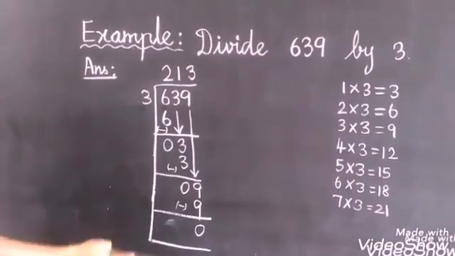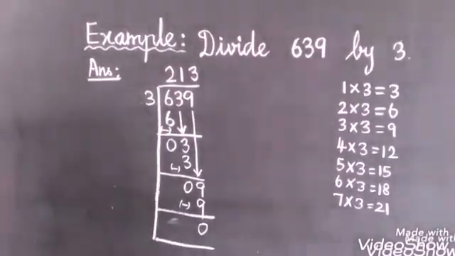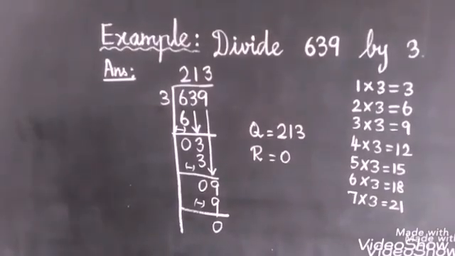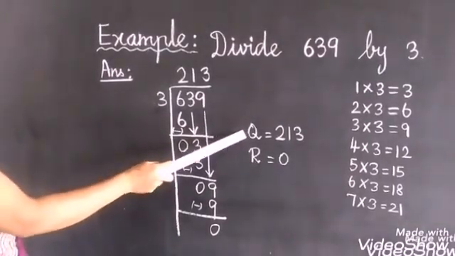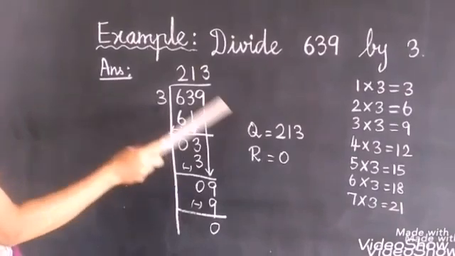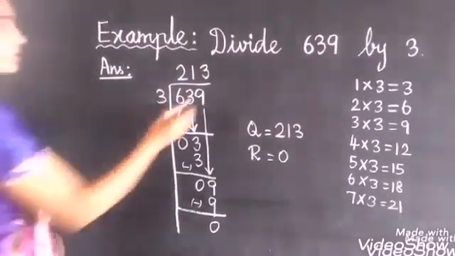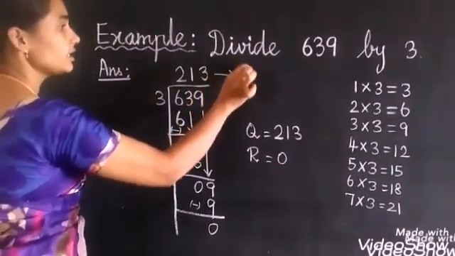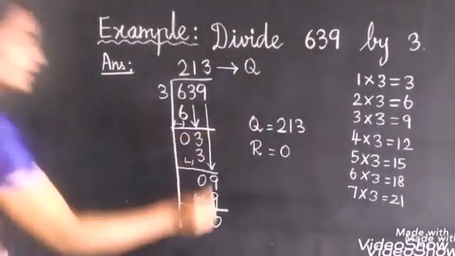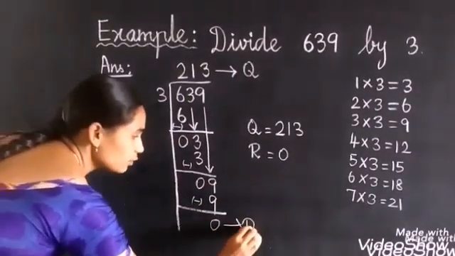Very good. Finally, you have to write the quotient and remainder compulsorily. What is your quotient? 213, and the remainder is 0. Quotient is 213 and remainder is 0.